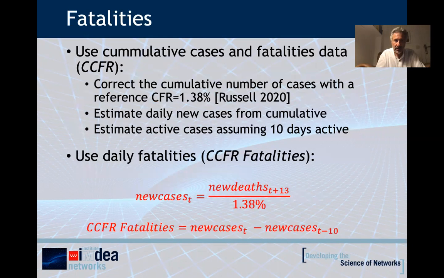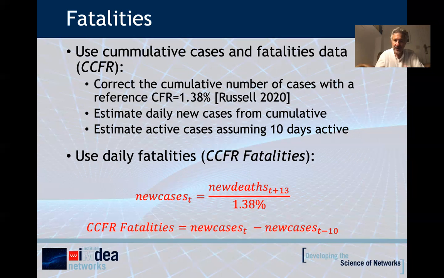Two other approaches are based on using the fatalities, the number of deaths declared. One of them is using the time from onset to death to correct the cumulative number of cases, and transform that corrected estimate into daily new cases and then into active cases by extending them for 10 days as before.